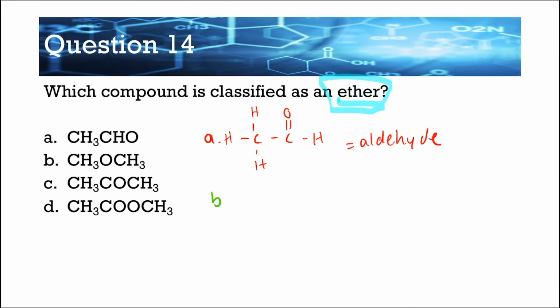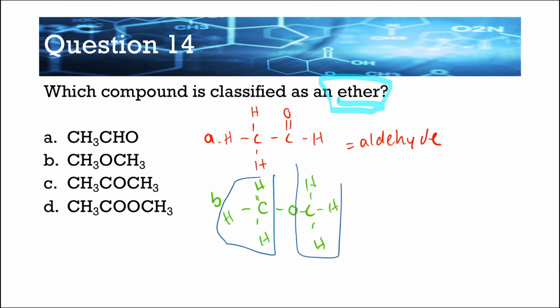B, we have C, O, C, H, H, H, like that. And so here we have a carbon chain on either side of an O. So this is an ether.